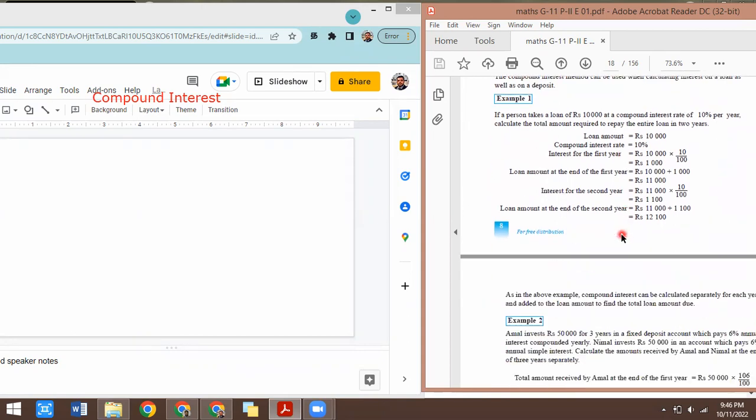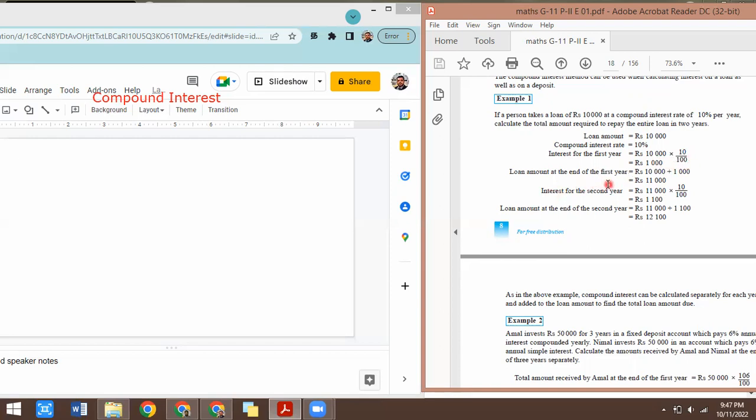Example 1. If a person takes a loan of 10,000 rupees at a compound interest rate of 10% per year, calculate the total amount required to repay the entire loan in 2 years. So the loan amount is 10,000 rupees and the compound interest rate is 10%. Interest for the first year equals 10,000 times 10%, which is 10 over 100. So that is 1,000 rupees.